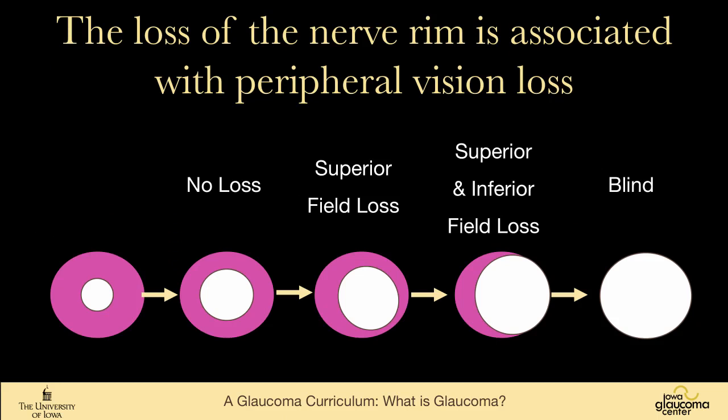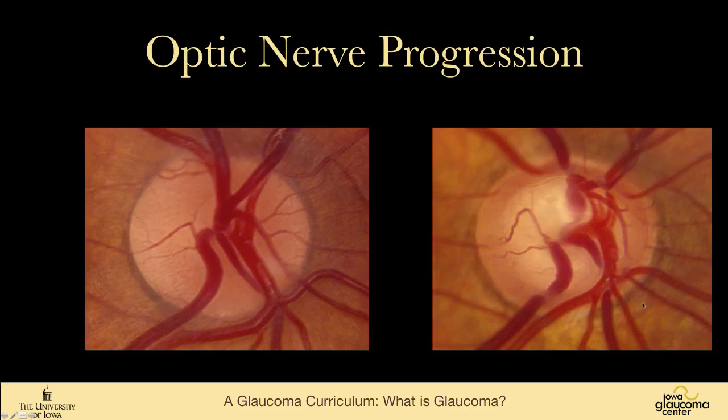There's a lot of redundancy in the optic nerve. There's over 1 million nerve fibers that make up the optic nerve, and you can lose half of them and still have a normal visual field. As the patient continues to lose neuroretinal rim, then visual field loss ensues. So in this cartoon here, the inferior temporal portion of this left optic nerve has gotten quite thin, and that may be reflected in superior nasal visual field loss. This nerve would have both superior and inferior field loss, and this is a nerve that's blind.